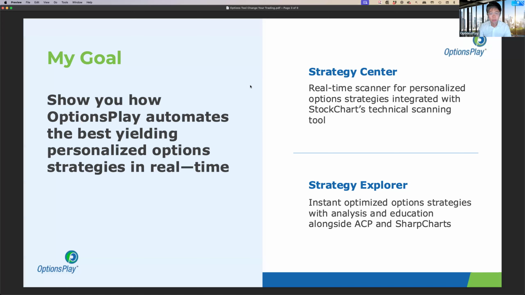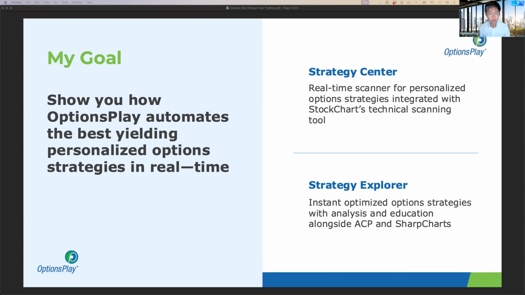So let's start off by clearing up what I'm hoping to accomplish during today's session. First of all, the goal here really is to show you how OptionsPlay automates finding the best yielding options strategies that are personalized to you in real time. Essentially, we want to help you find the best yielding opportunities in the market, but make sure that they're all personalized to your preferences.